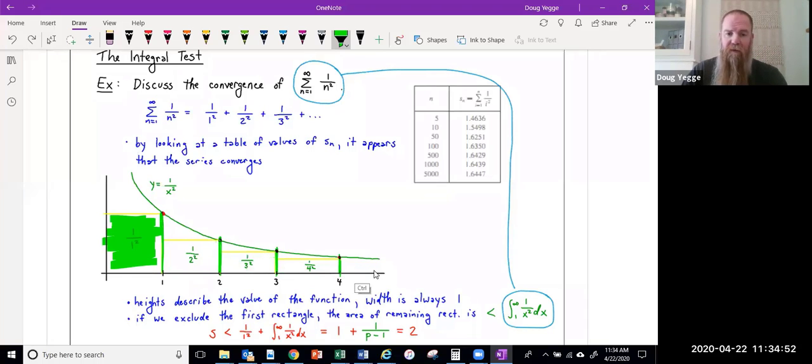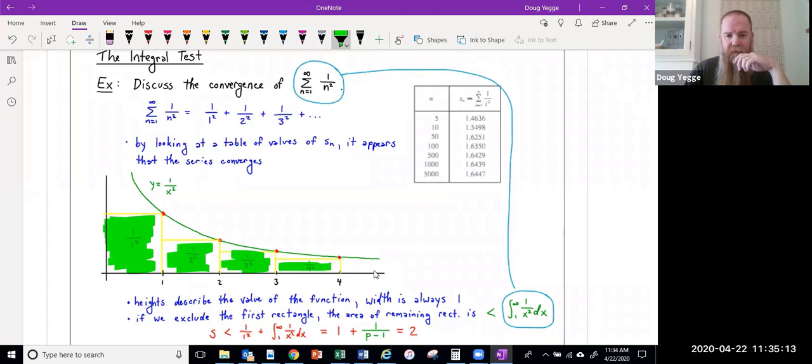And so with the integral test, we're going to be able to demonstrate that in certain circumstances, if the integral converges, then the corresponding sequence will converge as well. So let's just take a look at what this is equal to. This is 1 over 1 plus 1 over 2 squared plus 1 over 3 squared plus 1 over 4 squared. So it's just the rectangles, right?